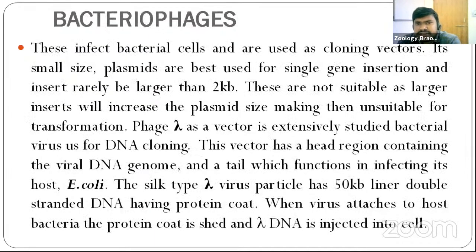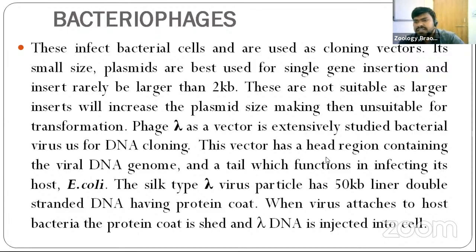And bacteriophages. These infect bacterial cells and are used as cloning vectors. Because of their small size, plasmids are best used for single gene insertion, and inserts are rarely larger than 2 kilobases. They are not suitable for larger inserts, as larger inserts will increase the plasmid size, making them unsuitable for transformation. So lambda phage as a vector is an extensively studied bacterial virus for DNA cloning.